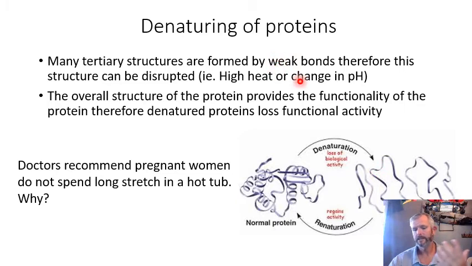You can't have high heat, and you can't change pH. These are factors that all affect the functioning of proteins.